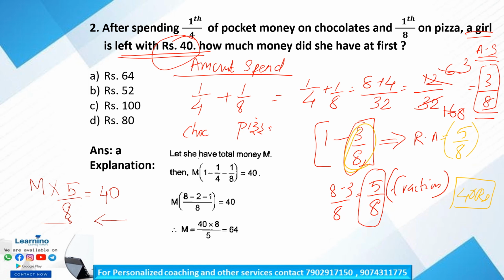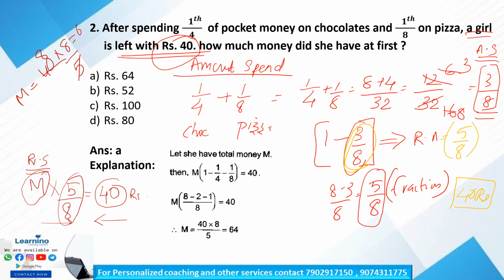So total money into the remaining money in fraction is equal to the remaining money in integer, that is rupees 40. This 5 by 8 is in fraction and 40 is in rupees. So we will get the initial amount in rupees. Is it clear? Okay, so M is equal to 40 into 8 by 5. So 8 into 5 is 40, that is equal to 64. So the initial amount she had with her is rupees 64.